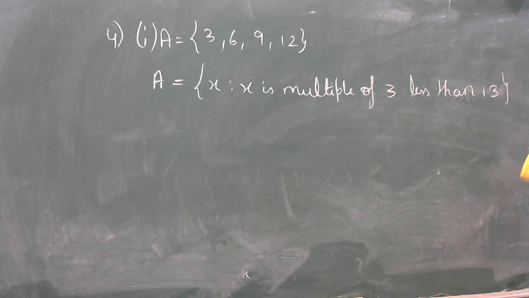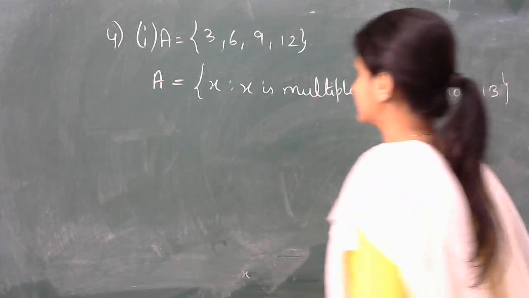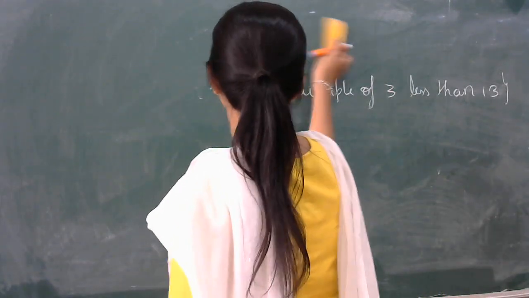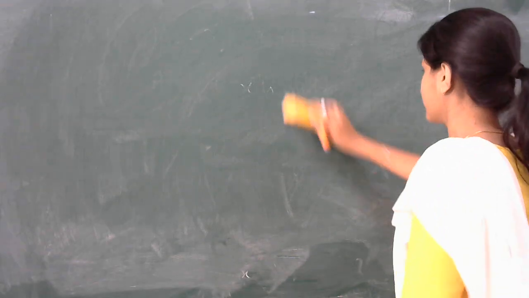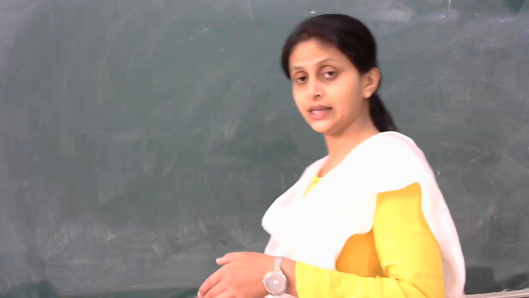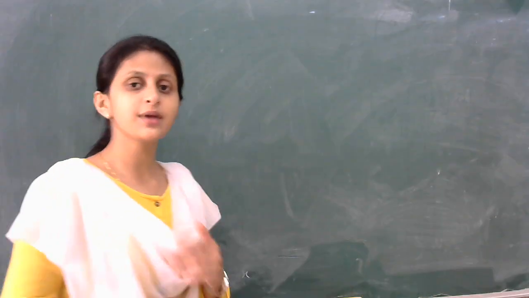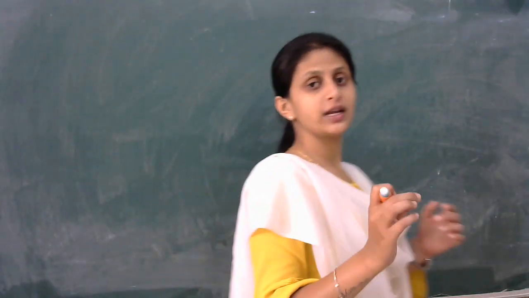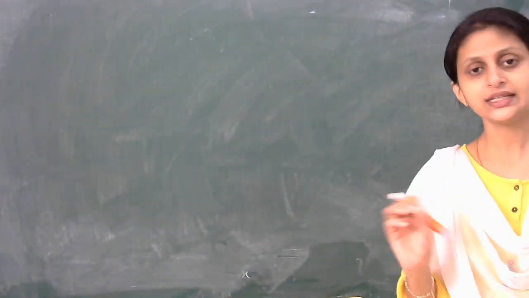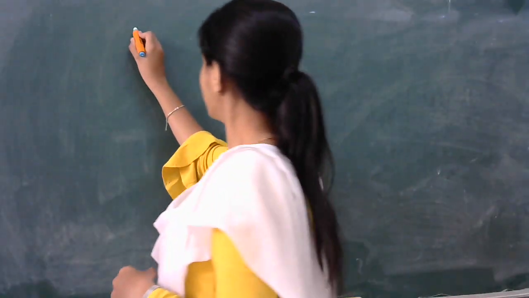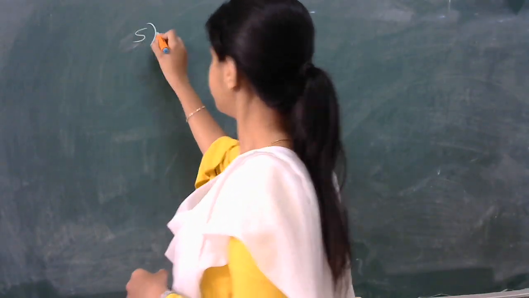Next, the fifth one: list all the elements of the following sets. Meaning what, students? We are going to write it in roster form. The question remains the same. Either they may ask you to write it in roster form, or they may ask you to list all the elements of the following sets. The meaning is the same.